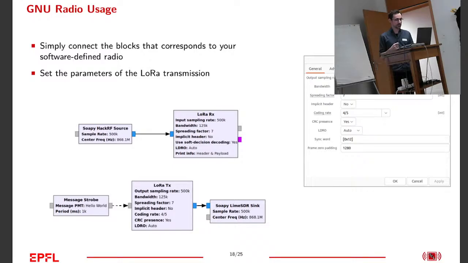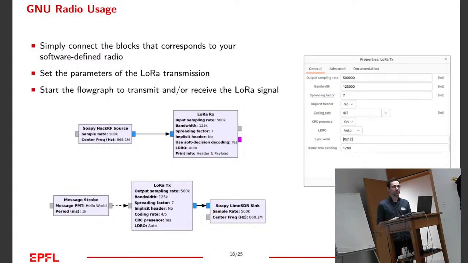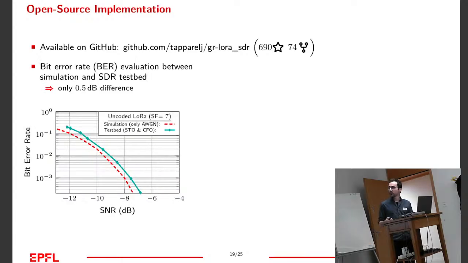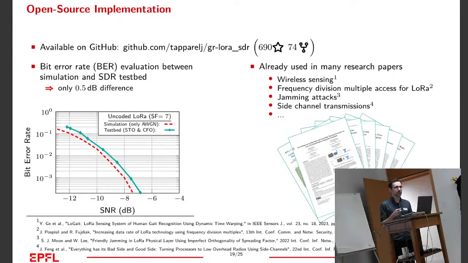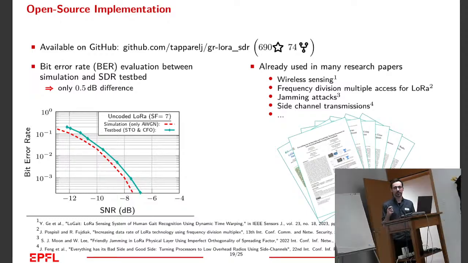That's what I will try to show in the demo. And yes, that also works with a commercial LoRa chip. So you can use two SDRs to transmit and receive, or you can use a commercial chip to transmit and receive with an SDR, or the inverse. It's on GitHub, so if you want to play with it, don't hesitate. We've also made some experimental verification of the implementation to be sure that it works as expected. It has successfully been used in a few papers already, on many different topics related to LoRa, from wireless sensing to jamming or multiple access studies.